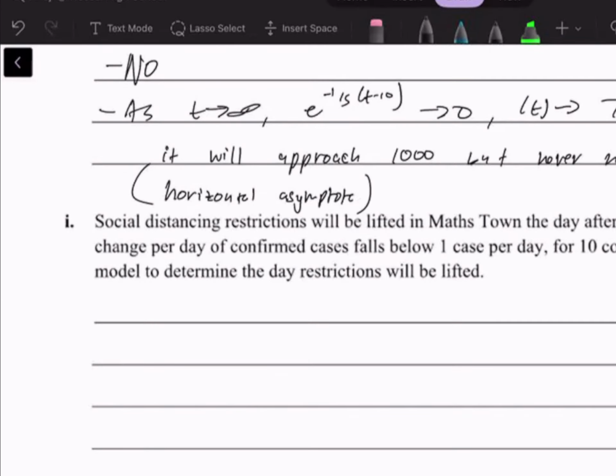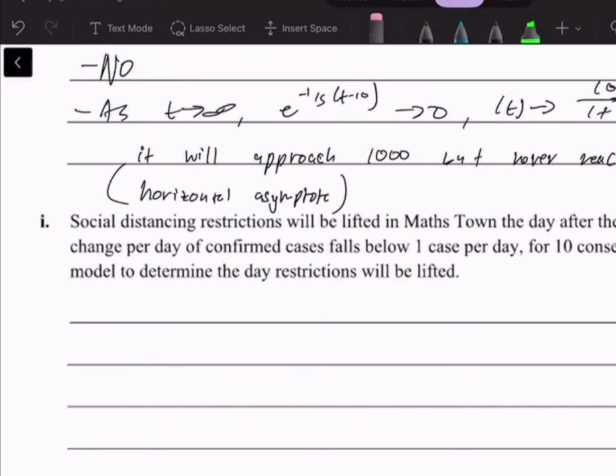So social distancing, this question is kind of based on corona. Social distancing will be lifted in that town after the average rate of change per day is below 1 case per day for 10 consecutive days. So the important things here are average rate of change, below 1 case, and 10 days. We need to determine the day the restrictions will be lifted.